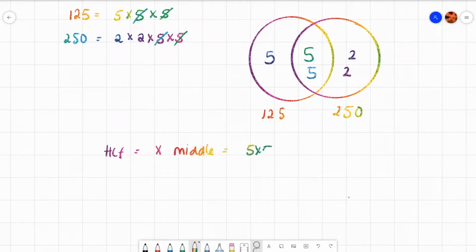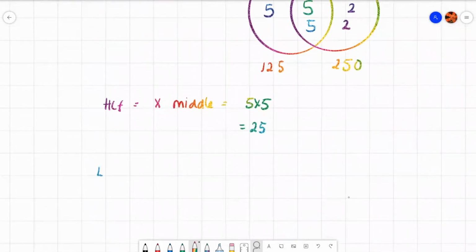5 times 5, which is 25. And lowest common multiple is times all. So it's 5 times 5 times 5 times 2 times 2. Well, 5 times 5 is 25. 25 times 5 is 125. 125 times 2 is 250. 250 times 2 is 500. So highest common factor is 25 and lowest common multiple is 500.